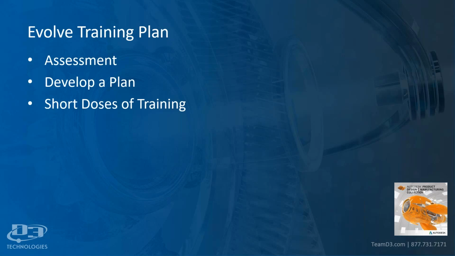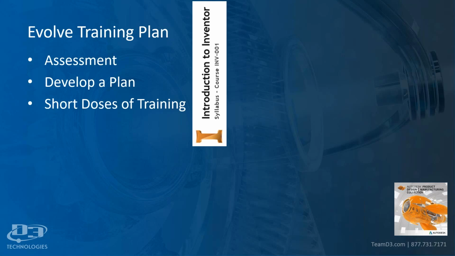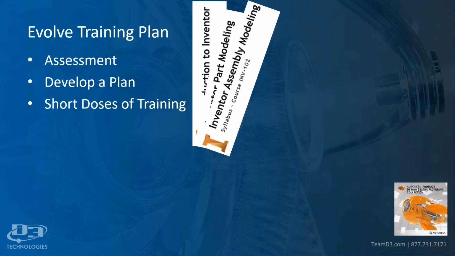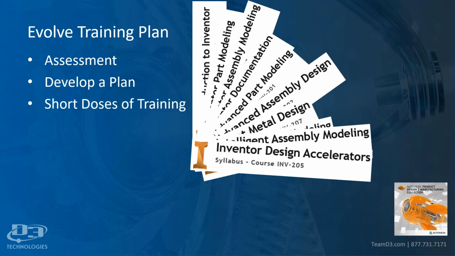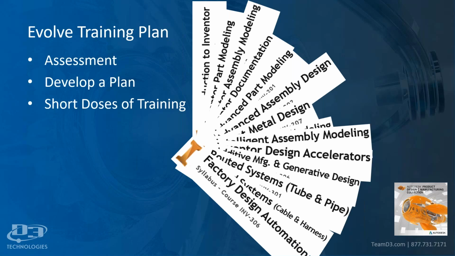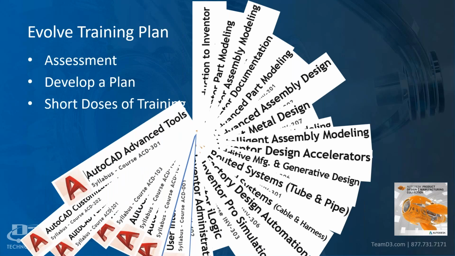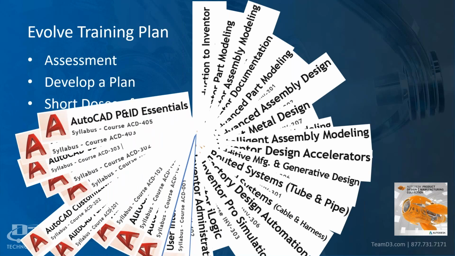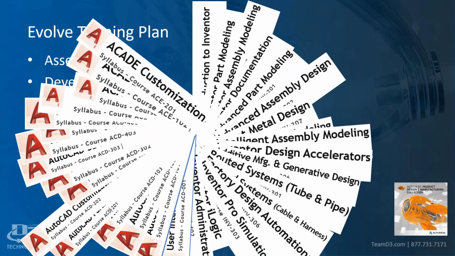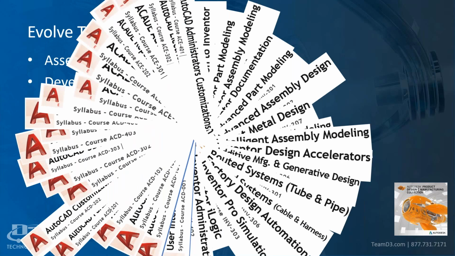So what kind of classes can you expect in the Evolve training program? For Inventor, you have 19 classes that include additive manufacturing, routed systems, even the simulation products. When you get into AutoCAD, we have over 12 courses that cover advanced techniques, even Plant. When you get into AutoCAD Electrical, we have 8 courses that'll get you into things such as advanced symbol creation and PLC development. On top of this, that we don't show here, we have Nastran, NCAD, we have Revit classes, and we even have 3ds Max classes.